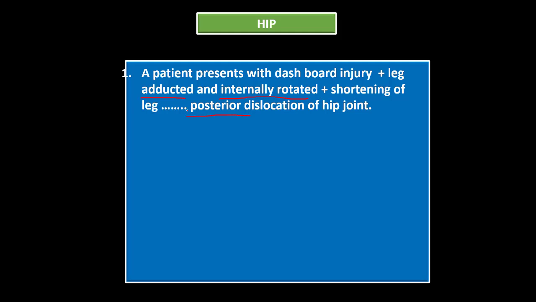So this is the positive sign, right? P for posterior, P for positive sign. So what is the positive sign? When two things are close to each other, meaning adducted and internally rotated. So this is the way you can remember, right? This is the way I often remember things.